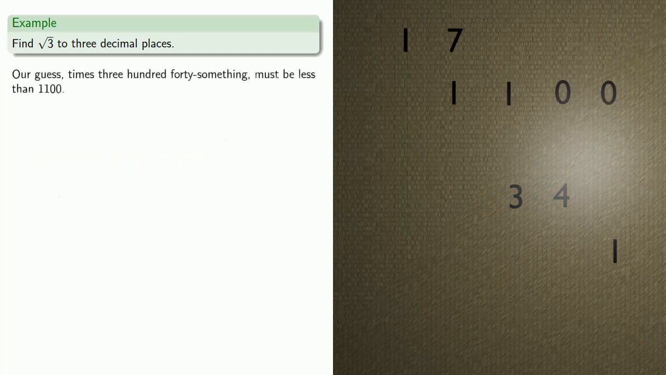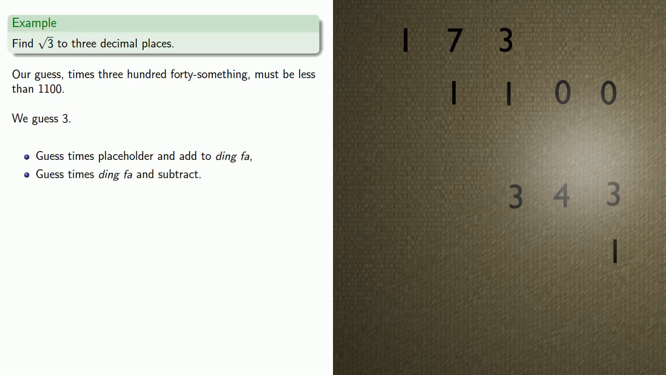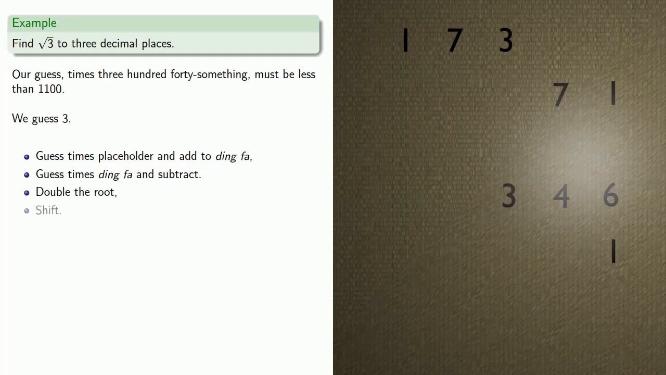And we guess the next digit, whatever our guess is, times 340-something must be less than 1100. And so we guess about 3. So guess times placeholder and add to Ding Fa. Guess times Ding Fa and subtract. Double. And shift.